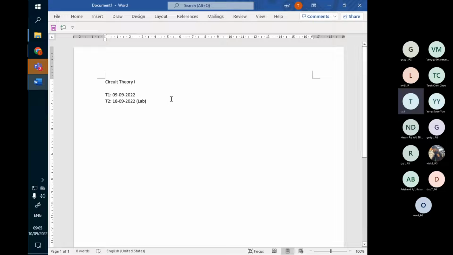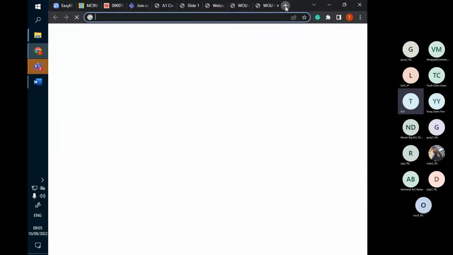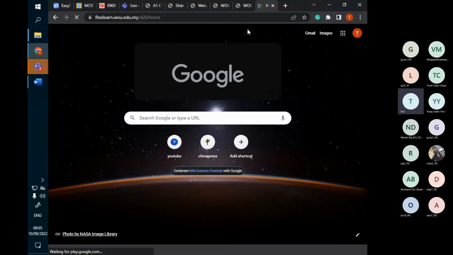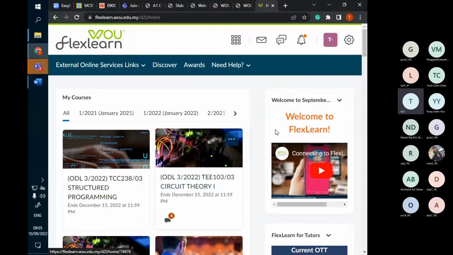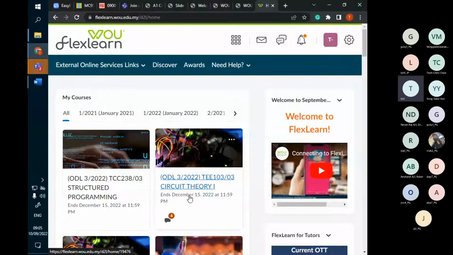The second thing you have to know, which is absolutely important, is the resources for this class. First, you have to come to something we call Flex Learn, short for Flex Learning. Sometimes I remember it as Flexi Learn. When you come here, because I already logged in this morning, I don't need to go through the process again.